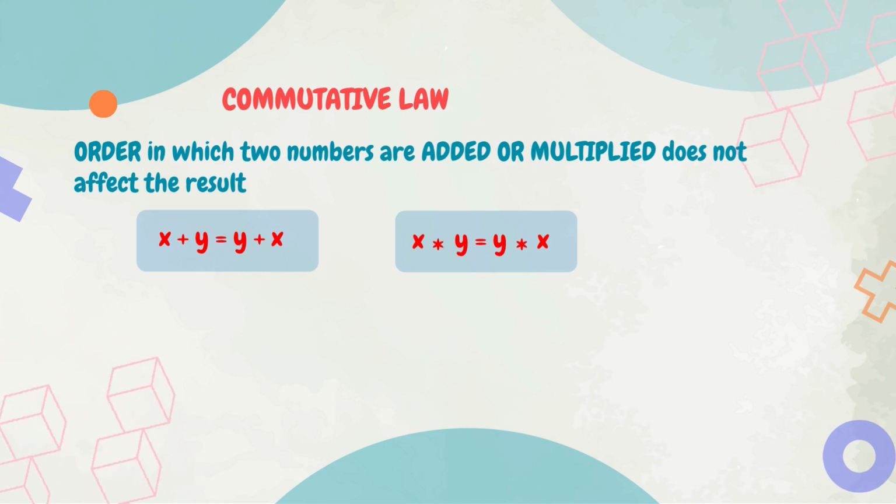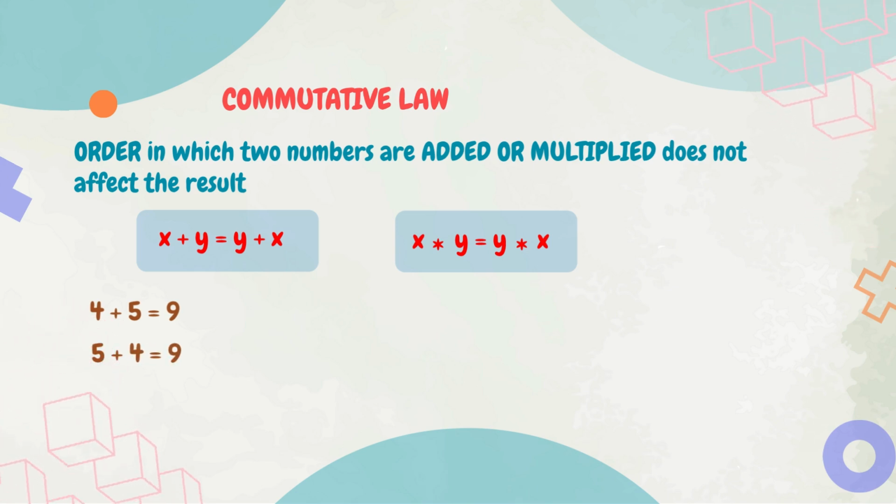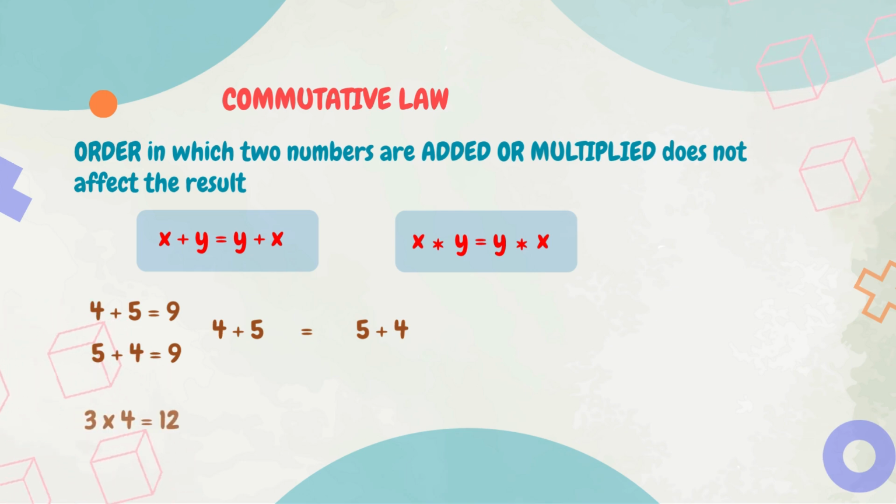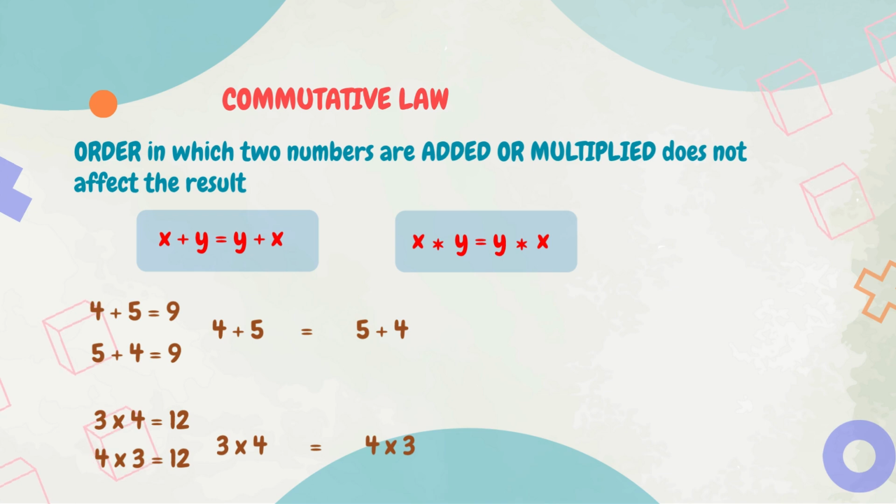For instance, 4 plus 5 is equal to 9. Likewise, 5 plus 4 is also equal to 9. So 4 plus 5 is equal to 5 plus 4. For multiplication, 3 times 4 is equal to 12. Likewise, 4 times 3 is equal to 12. So 3 times 4 is equal to 4 times 3. Hence, addition and multiplication are commutative. Swapping numbers when adding or multiplying still gives the same answer.